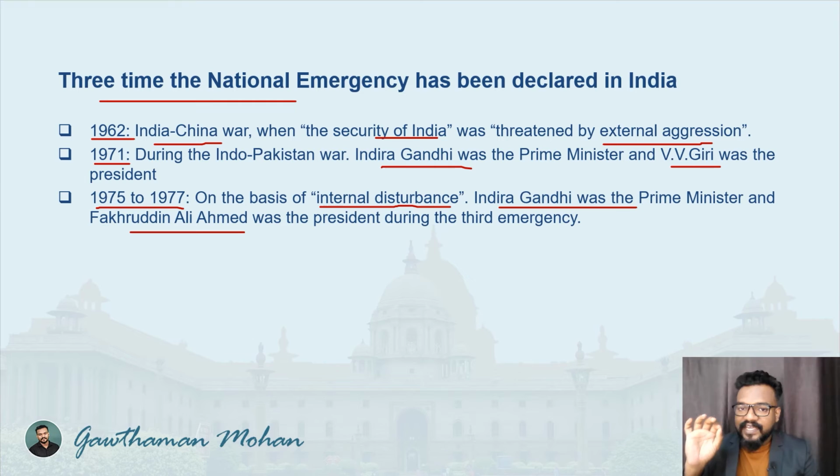We have actually declared national emergency 3 times in our country. The first time was in the year 1962, the second in 1971, and the third from 1975 to 1977. That is different from the first 2 emergencies, because this was declared on the basis of internal disturbance. I hope you have got a very good understanding regarding the emergency and the different types of emergency in our country.